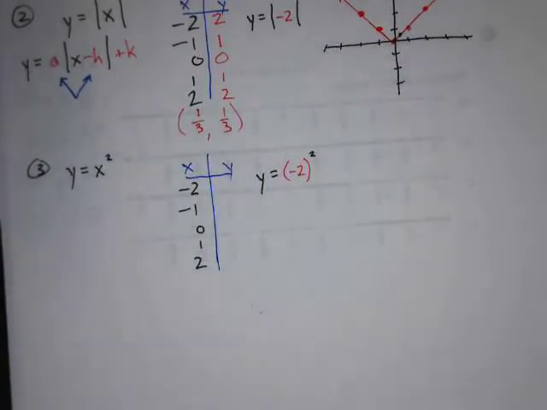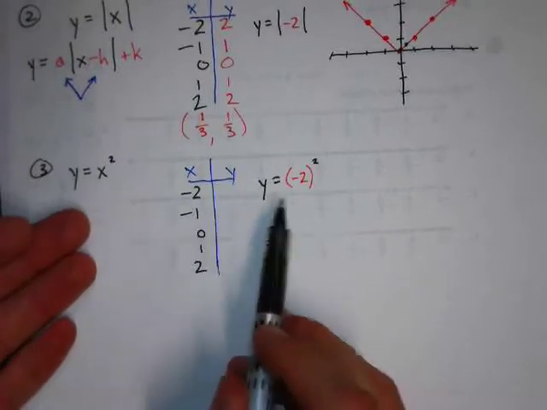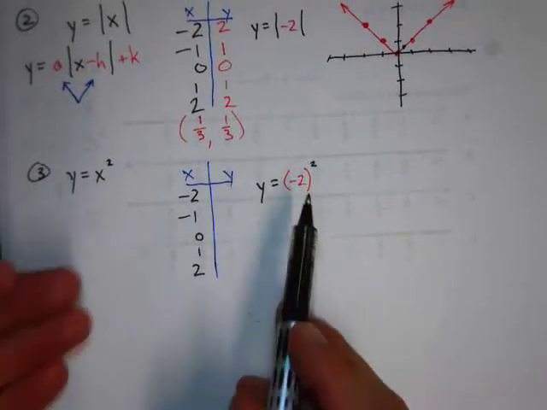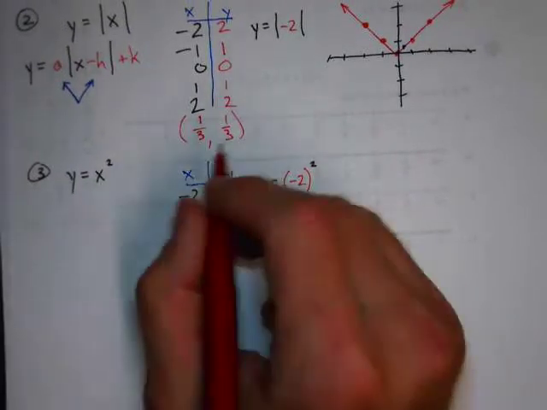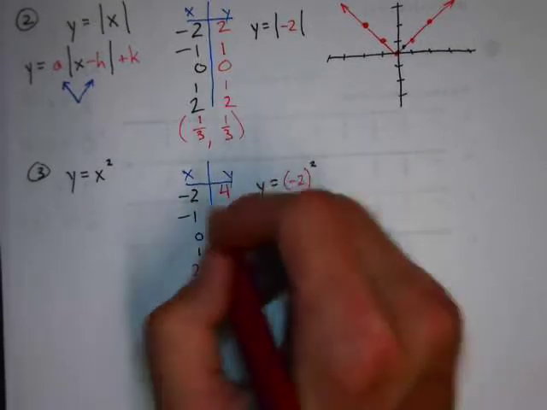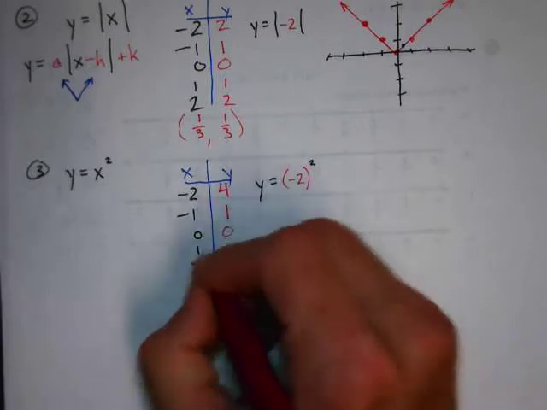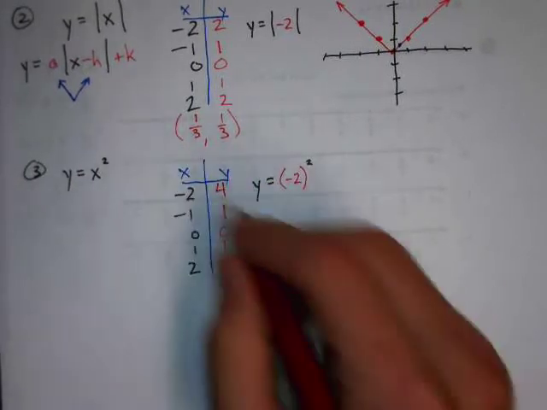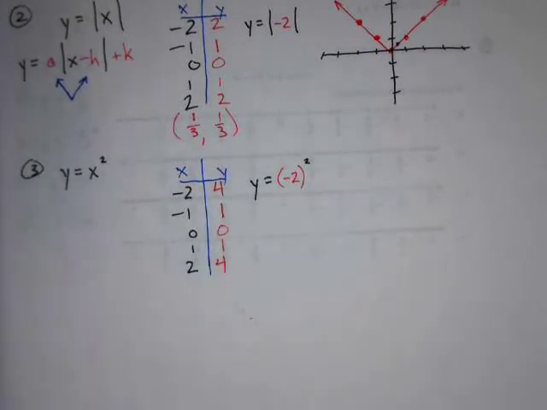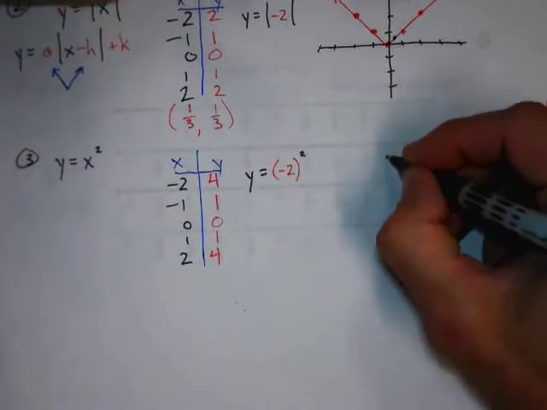And now I have, in this case, of course, y equals negative 2 to the second power, which of course is positive, right? Negative 2 times negative 2 is positive 4. And then negative 1 to the second power is positive 1. 0 to the second power is 0. 1 to the second power is 1. 2 to the second power is 4. I have 5 ordered pairs. I'm ready for a graph.